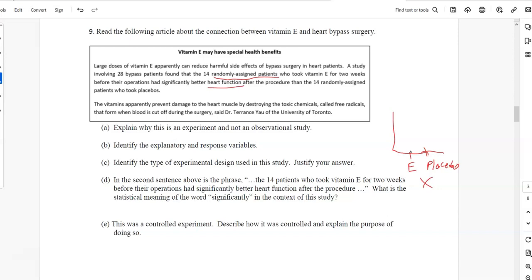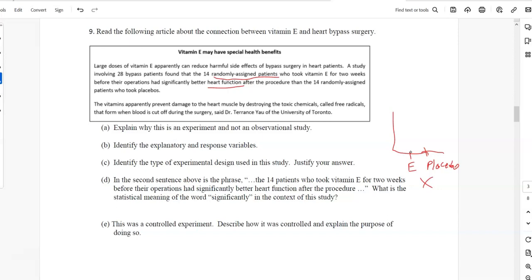Identify the type of experimental design in this study. Okay, let's think about that for a second. They didn't really group them first. There was no blocking by gender or by age or anything. So it looks like it's just a completely randomized design. I think that's how I'd say it. There's no blocking first, so it's completely randomized. They just put them in two groups randomly and did their stuff.